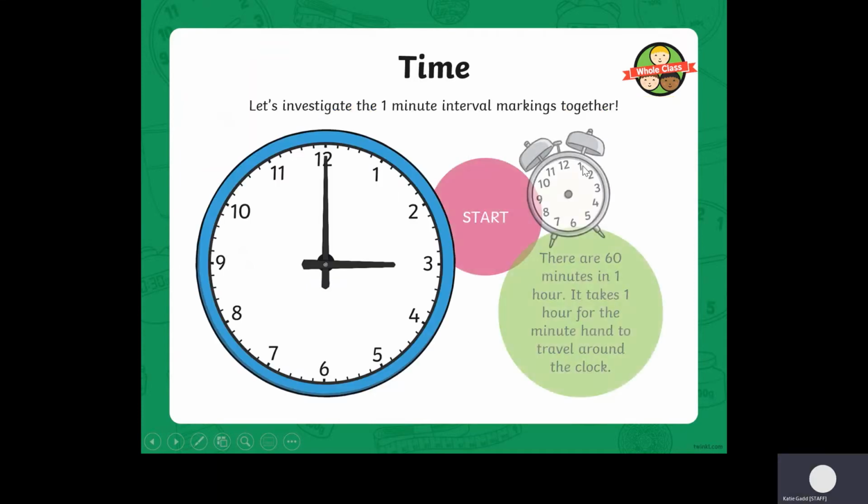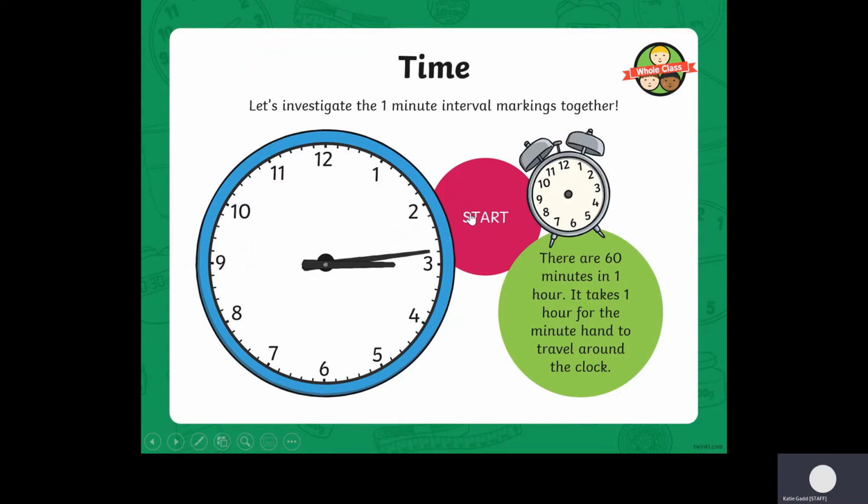So a little bit more detail. There are 60 minutes in 1 hour. It takes 1 hour for the minute hand to travel around the clock. So here you can see 1 minute's passed, 2 minutes passed, 3 minutes passed, 4 minutes passed, 5 minutes have passed. So you can see that the minute hand is going through each of the intervals and showing you how many minutes have passed. Now this will go round 60 times until it goes all the way back to the 12. And that shows you that an hour has passed, 60 minutes.